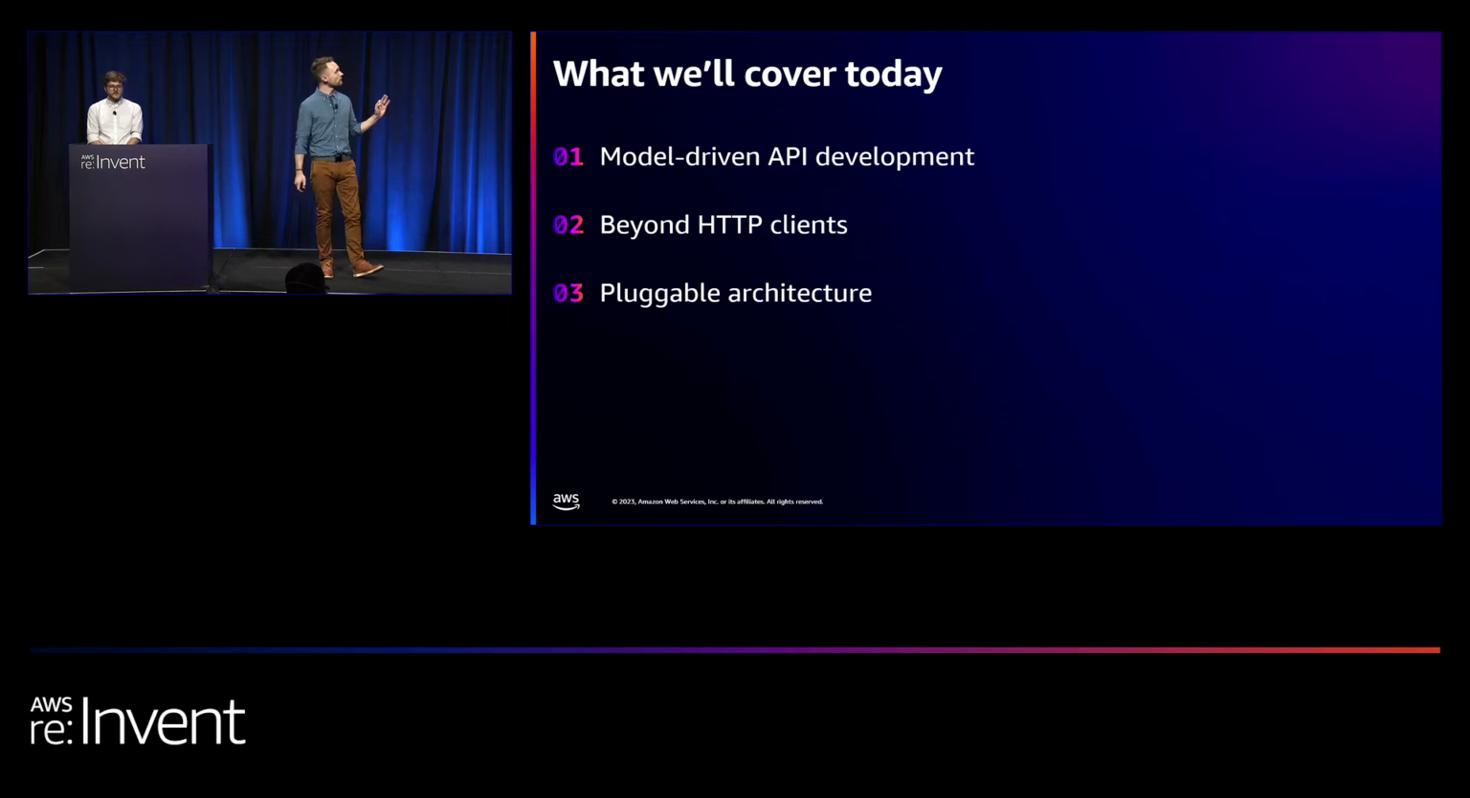So what we're going to cover today are three main topics. The first of which is model-driven API development and how we use that at Amazon to build the best possible APIs, and how you can adopt the principles of it in your own applications. We're going to look at how the SDKs are more than just HTTP clients, more than just thin wrappers around calls to a web service, but they actually have several pieces of client-side logic and constructs enabled. And then lastly, we're going to talk about the pluggable architecture of the SDKs, how they're being re-architected to make them more extensible, more customizable, to meet the challenges of the next set of services and the next set of features that we're going to roll out.